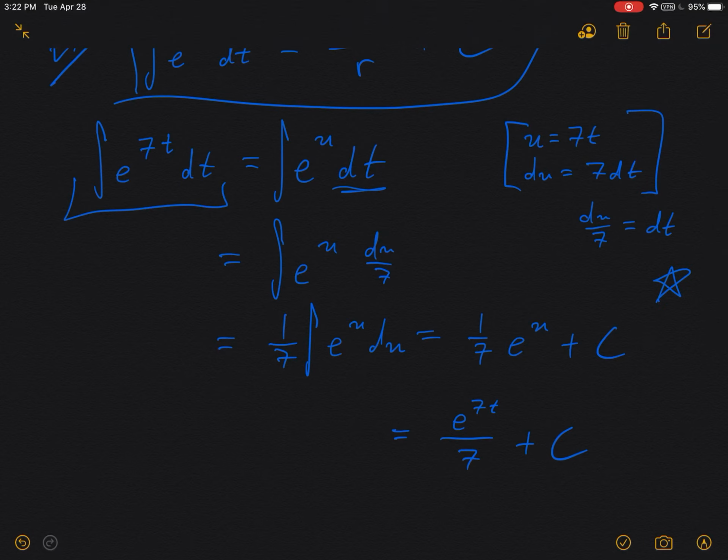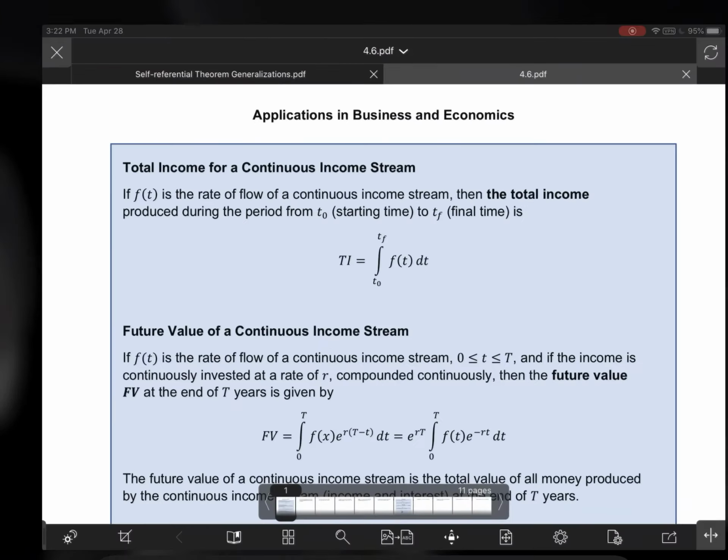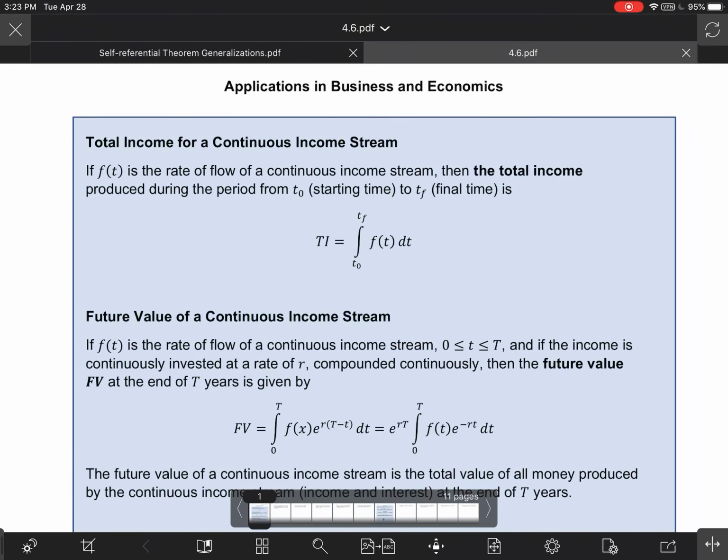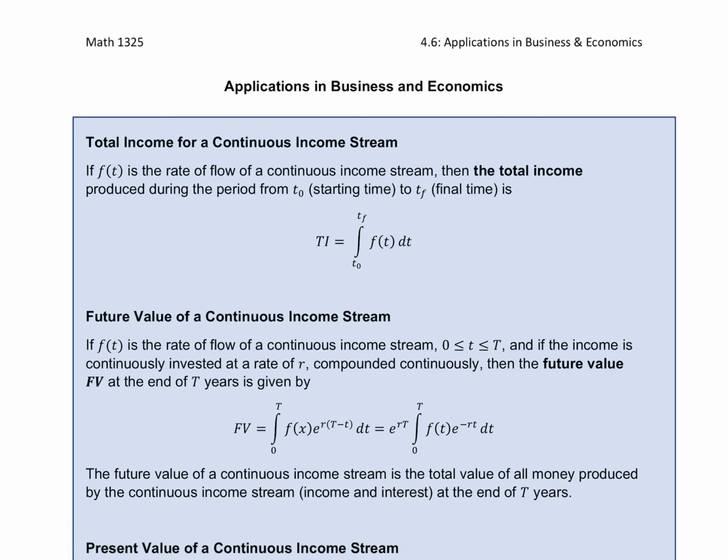Okay, so now let's look at the first set of notes here. The first part of this set of notes has to do with computing things like total income, future value, and present value for a continuous income stream. In Math 1324, if you took it, the business algebra math, what we talked about was how to compute the amount of interest that you would get from an account if you made a single big deposit and then allowed it to accumulate interest compounded continuously.